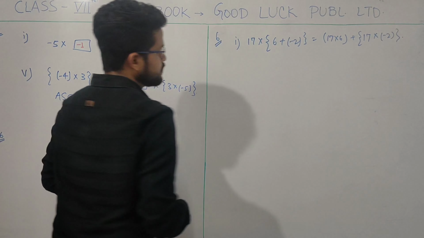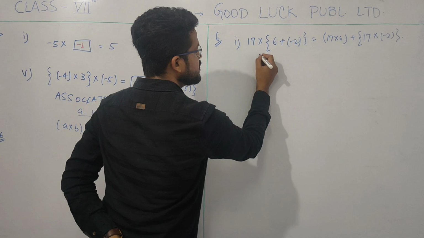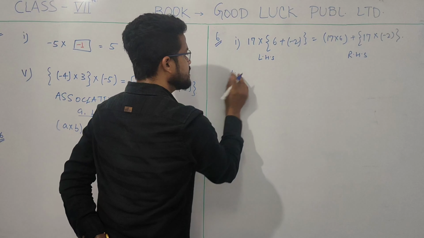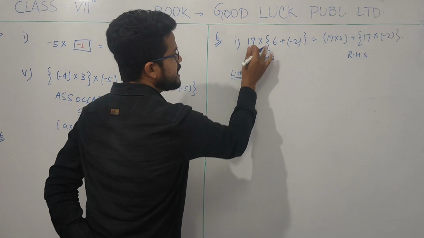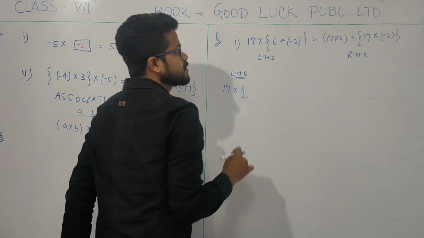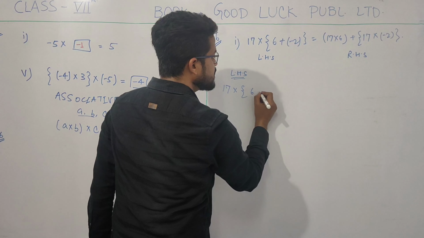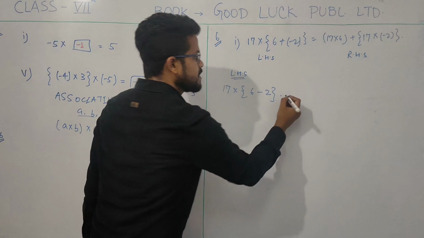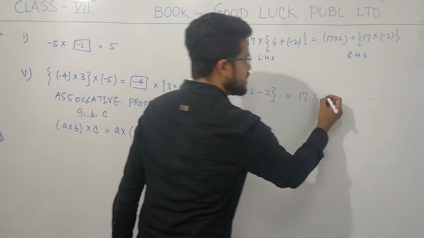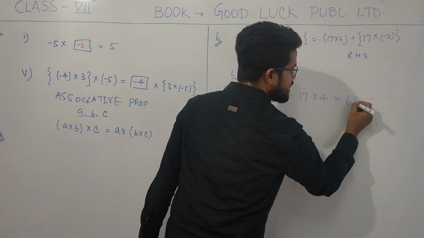Now we have to verify this. So firstly, take this one as the left hand side and this one as the right hand side. First take the left hand side. In the left hand side there is 17 into 6 plus minus 2. This is plus and this is minus, so plus minus minus, so 6 minus 2. So this is 17 into 6 minus 2. 6 minus 2 is 4. So 17 into 4. 17 into 4 is 68.